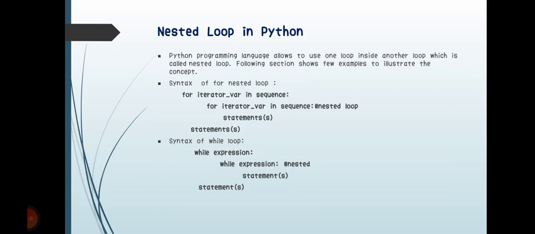So this is also a type of loop in Python which is used to perform a complex task. The Python programming language allows us to use one loop inside another loop, which is called a nested loop. The following section shows a few examples illustrating the concept. So the nested loop is basically a loop within a loop.